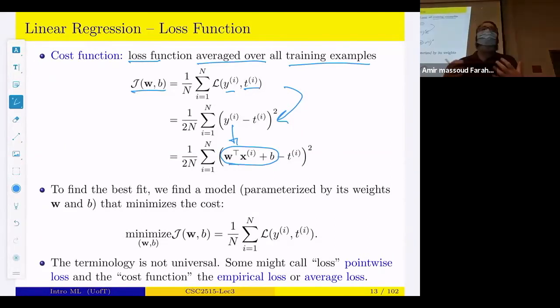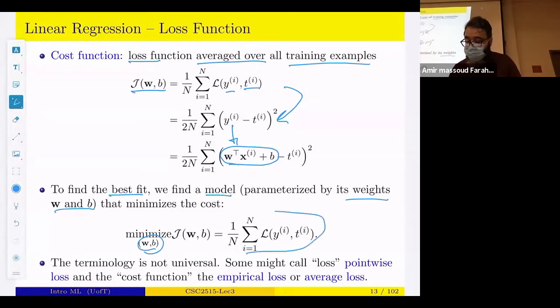And I guess that's the whole point of what we want to do: find those weights or parameters such that this cost function would be minimized. So how do we do it? Well, as I just said, we find the weights that minimize the error, minimize the cost. So to find the best fit, we find a model which is parameterized by its weights W and B that minimizes the cost function. So we find the minimizer of this cost, which is essentially what I wrote here.